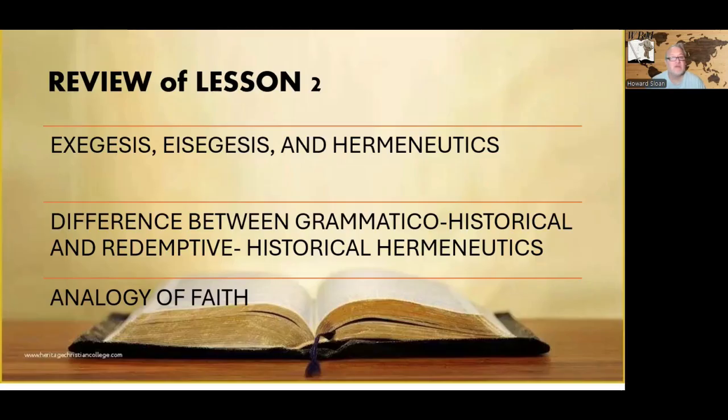We talked about the difference between exegesis and eisegesis and hermeneutics. Talked about the difference between grammatico-historical and redemptive historical hermeneutics. And we talked about the analogy of faith.